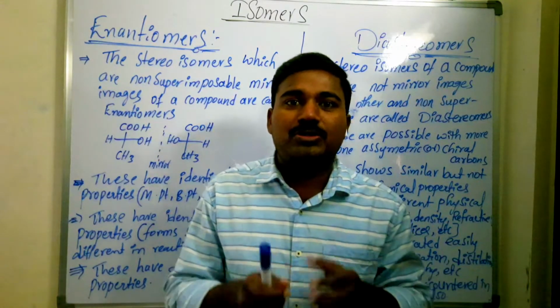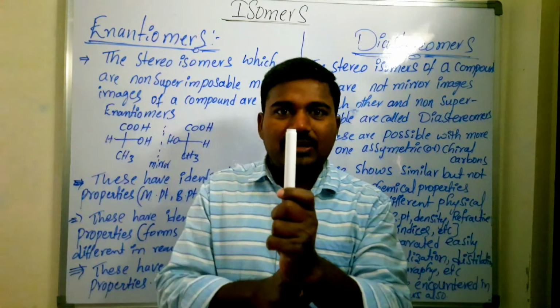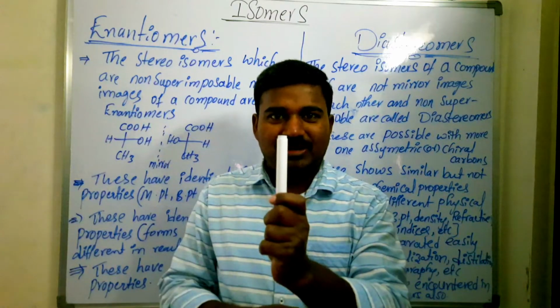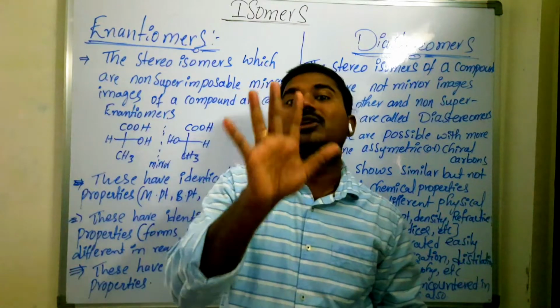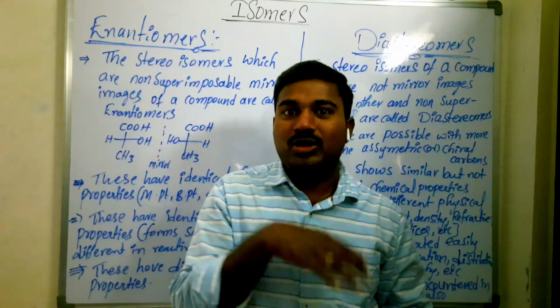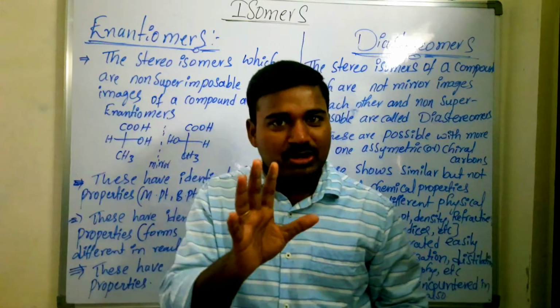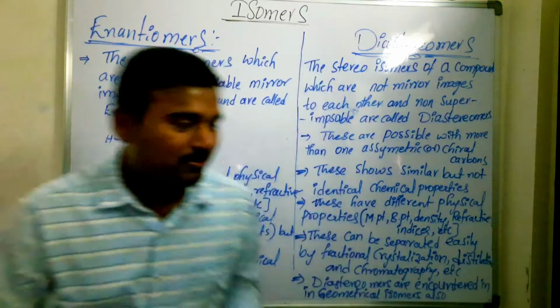Non-superimposable. Superimposable means, say for example, does this pen have left and right? No, it does not. It is superimposable on its mirror image. If I place my right hand, it will appear as the left hand in the mirror. Then it is said to be non-superimposable. I think you have understood what is meant by superimposable and non-superimposable.